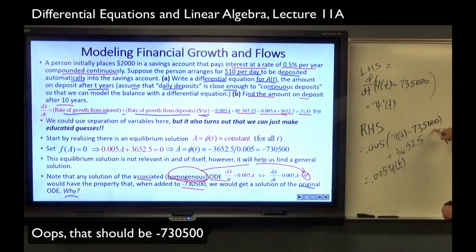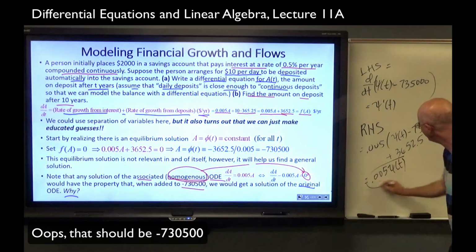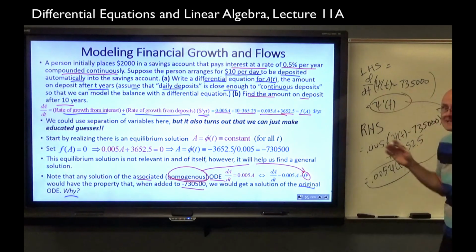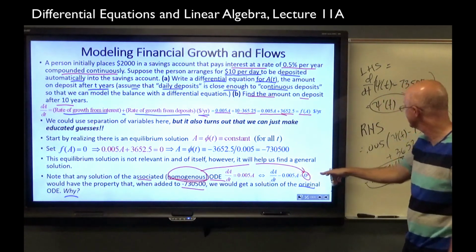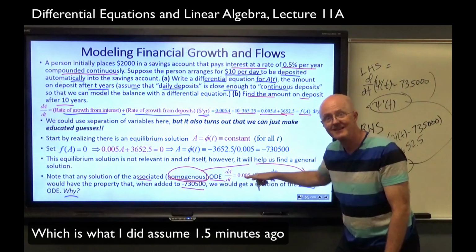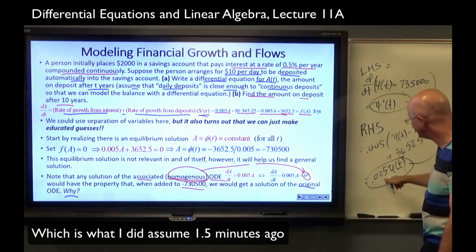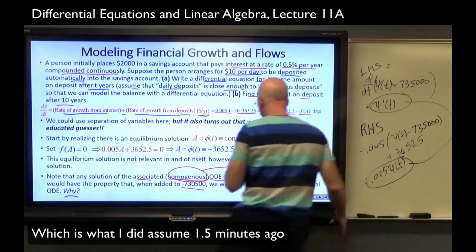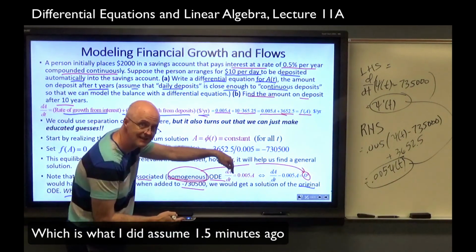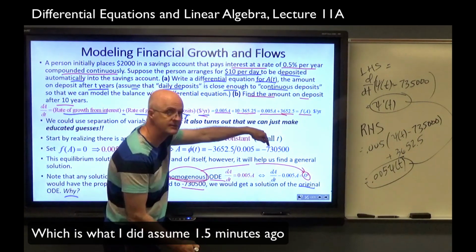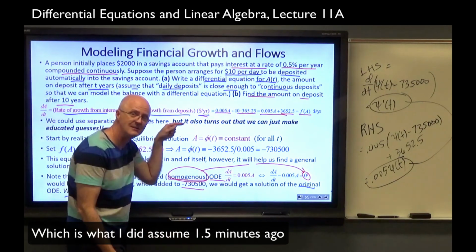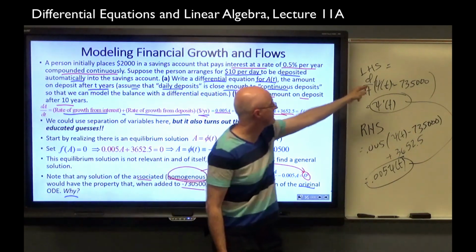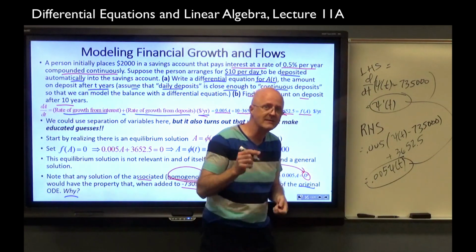0.005 times negative 730,500 is negative 3652.5. The 3652.5s are going to cancel. And these two things are the same if I assume psi of t is a solution of this. A solution of that. Its derivative will be 0.005 times itself. That's what I'm saying. I'm assuming psi of t solves this. And I'm saying if I add it to this equilibrium solution, I'll get a solution of the original. And it's the linearity of the derivative operator that guarantees this.